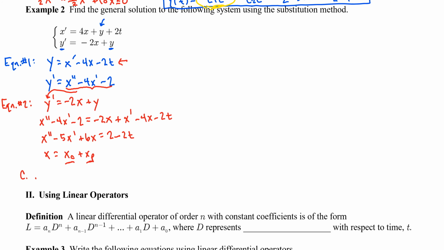So let's determine the characteristic equation for our differential equation. We would obtain r squared minus 5r plus 6 equals 0. And we could factor that: r minus 2, r minus 3 equals 0. So the roots of our characteristic equation are real and distinct, which means we can represent the characteristic part of our solution as c sub 1 e to the 2t plus c sub 2 e to the 3t. That's part of the solution.